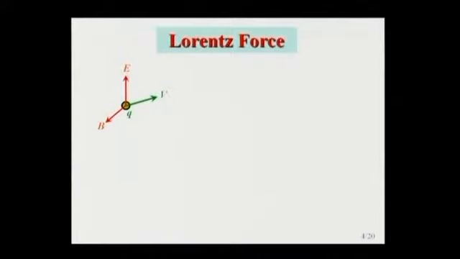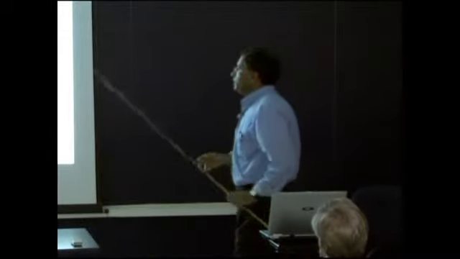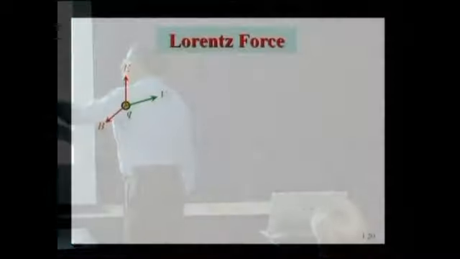Now I mentioned that Maxwell had his own way of looking at this problem and figuring out that light has momentum. Here's how Maxwell looked at it. If you have a particle of charge q moving with velocity v in the presence of electric field E and magnetic field B, there's a force on this charge, and that force is known as the Lorentz force.